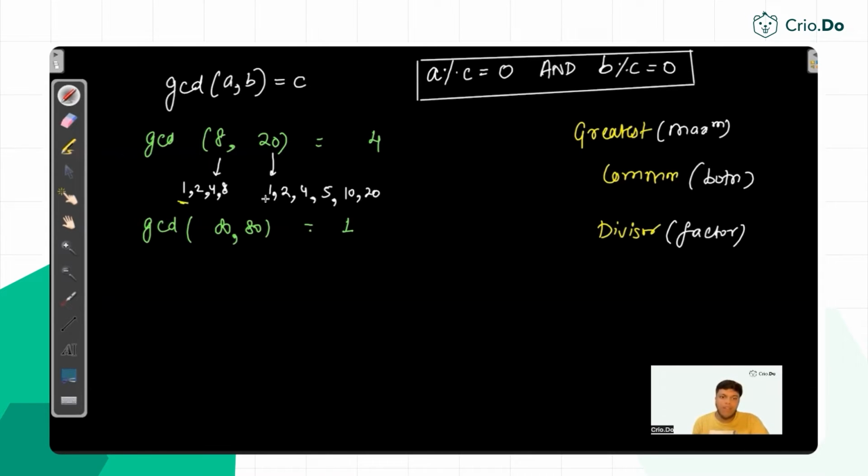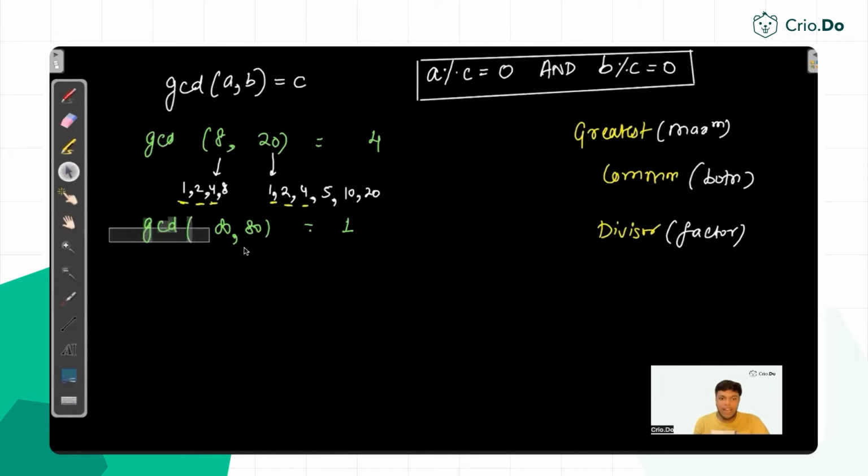So, is 1 a common factor among both 8 and 20? Yes, but is it the maximum one? Maybe it can be, maybe it can't. Let's try the next. Is 2 a common factor for both the numbers? Yes, but is it the maximum one? It might be. What about 4? It is a common factor, but is it the maximum one? I'm not sure. 8 is a factor of 8, but not a factor of 20, so it is not a common divisor. What about 5? Again, it is not a common divisor. Same for 10, same for 20. So the highest common factor or the greatest common divisor is nothing but 4. That's why the answer is 4.